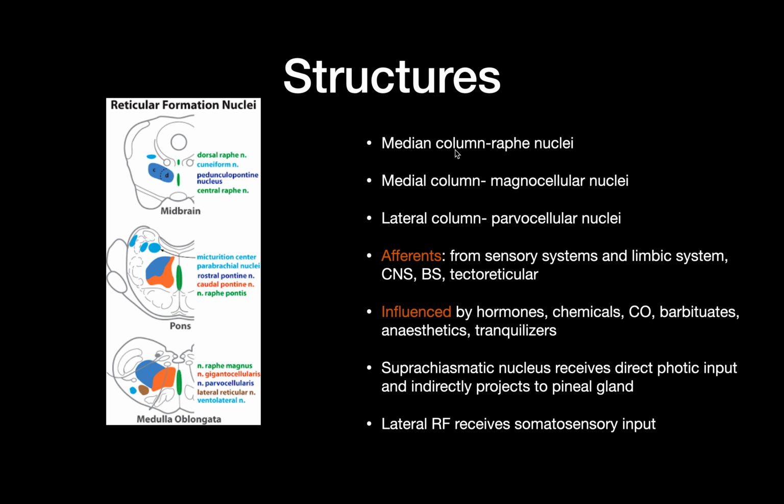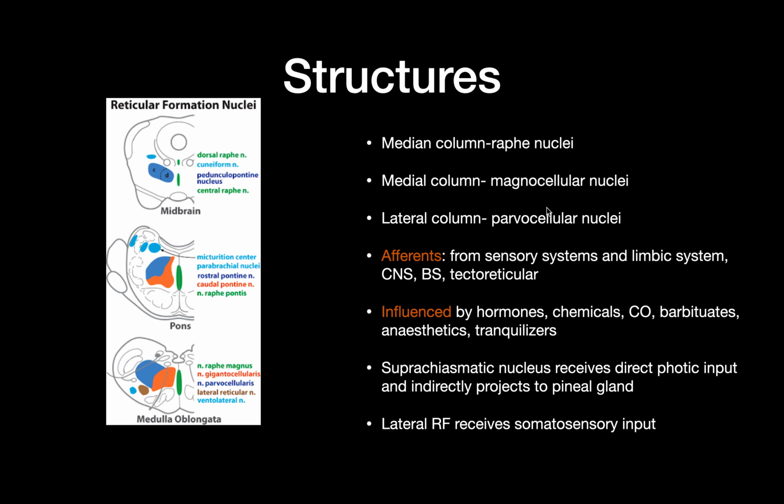The medial column is going to be made out of the raphe nuclei. The medial column is also made out of the magnocellular nuclei, and the lateral column is going to be made out of parvocellular nuclei. So how do we differentiate this? Parvocellular is going to be denser and darker when you see them. The medial column is made out of larger cells, so it's a little bit less dense. It's going to be lighter in color.